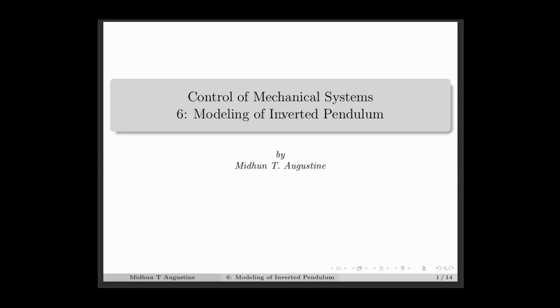Hello everyone, welcome to a new lecture in the series of Control of Mechanical Systems. In this lecture, we will be discussing the mathematical modeling of the inverted pendulum.